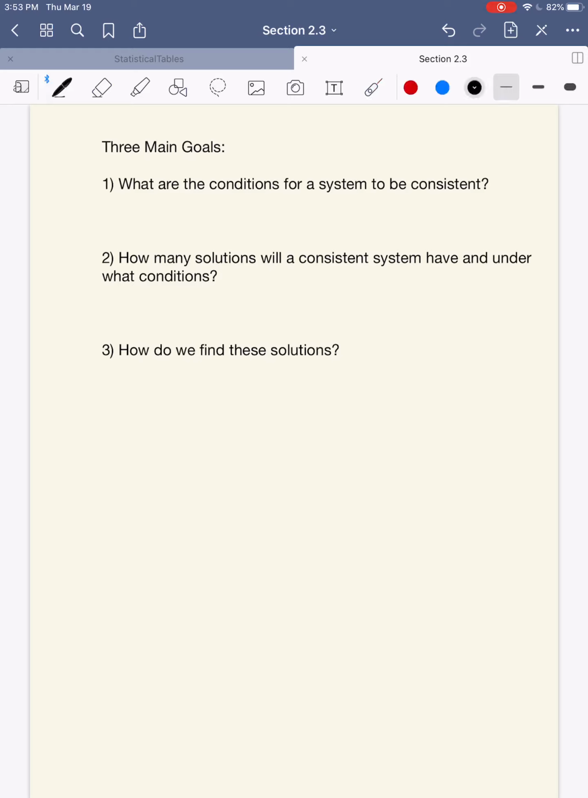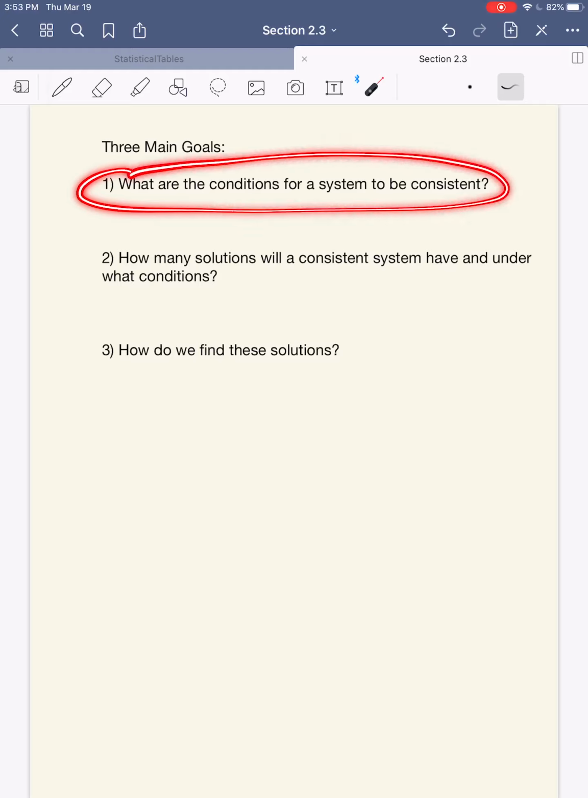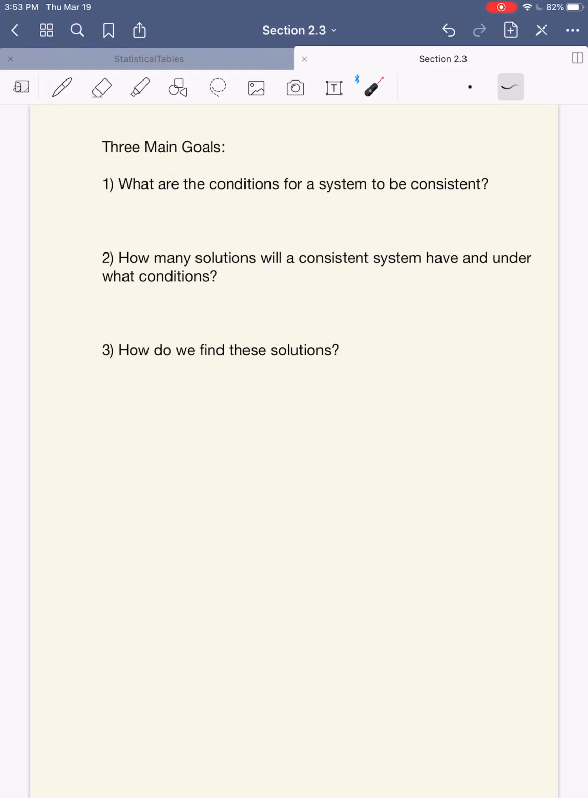Before we talk about those alternate ways, you should also just keep in mind briefly that there are 3 main goals in what we're going to be doing here. The first of these goals, as we just saw, is what conditions are there for a system to actually have solutions. So in other words, what conditions are there for the system to be consistent? We're going to learn that there are some ways that we can measure what we're studying to actually determine whether or not things will be consistent or inconsistent.